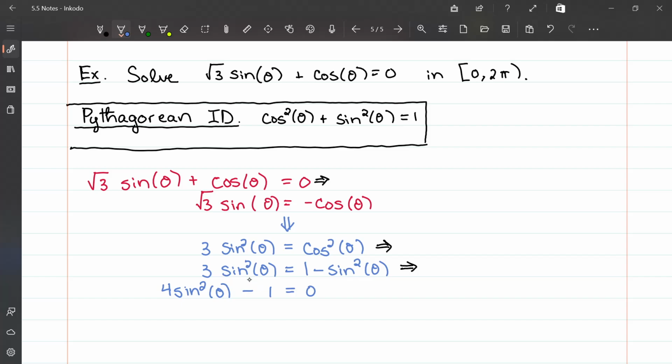The left-hand side of this equation can be factored using the difference of squares. So I'm going to simply apply the difference of squares factoring here to get my 2 factors, which should be 2 sine of theta minus 1 times 2 sine of theta plus 1. And now we can use that zero factor property that we've been using in order to get more solutions out of this.